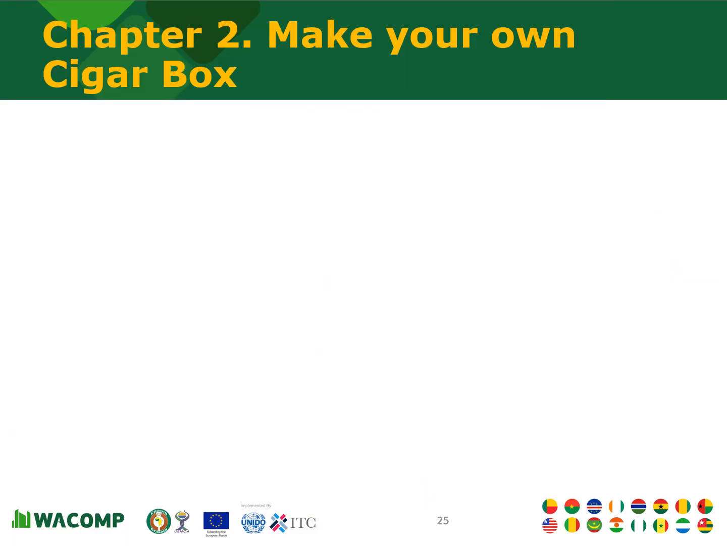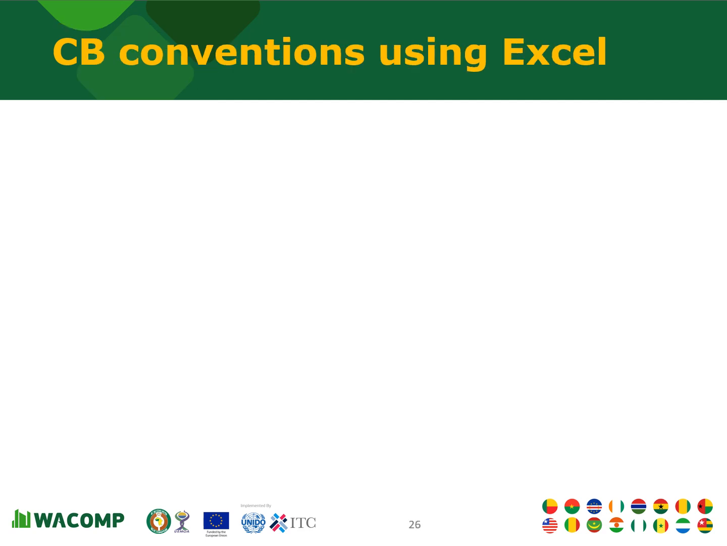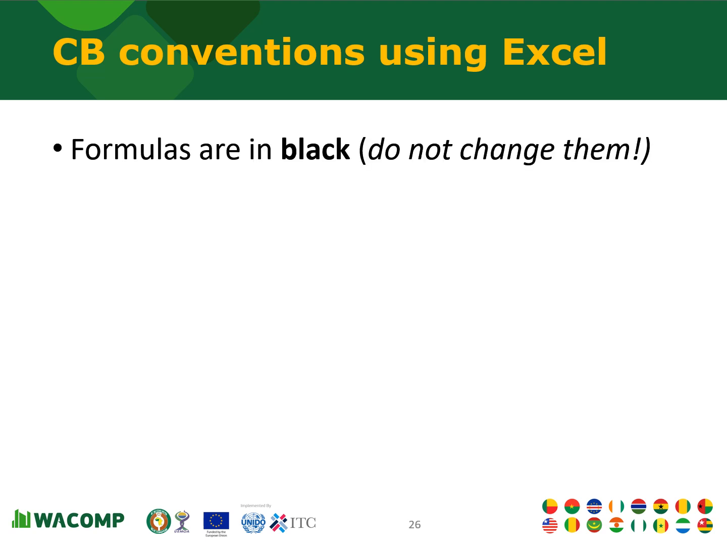Chapter 2, make your own cigar box. This should be a little bit easy now since you've carefully attended to chapter 1. But first, I will show you conventions and standards that we are using with a cigar box in Excel. And then we are going to do the exercises to show you how to correctly fill in the data in CB1. Cigar box conventions using Excel. Formulas in CB1 are in black. Please do not change them.